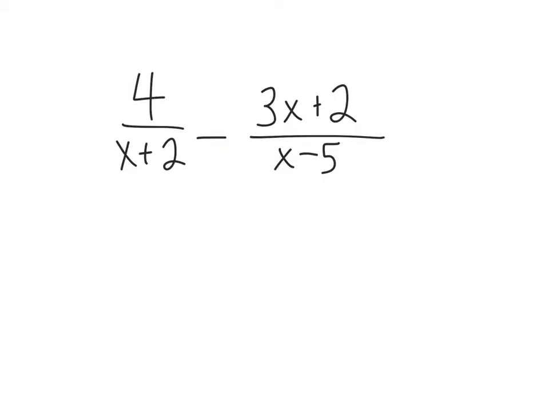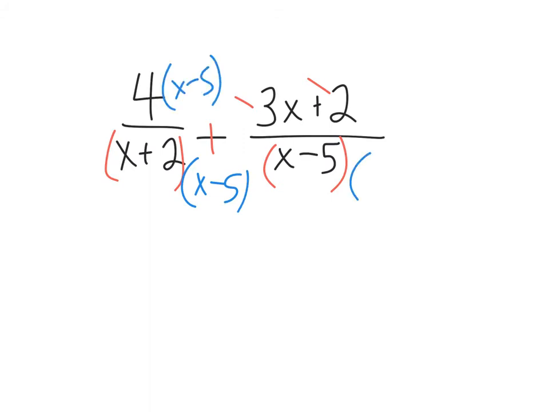So to start off for this problem, if you want to go ahead and add the opposites like we did earlier in the section, we can put up our parentheses around the binomials and our denominators. So for this, the first fraction we would need to multiply by x minus 5, and then the second fraction we would need to multiply by x plus 2.